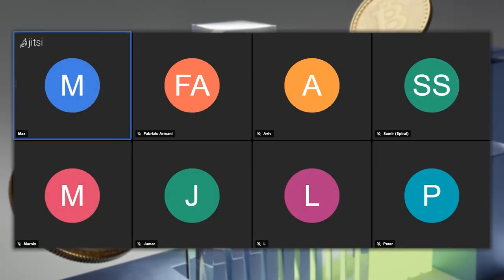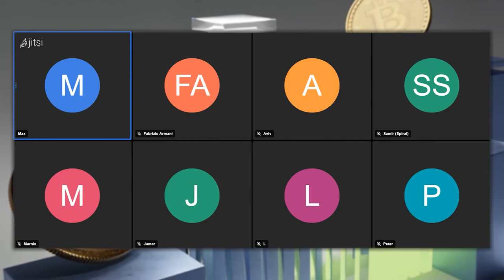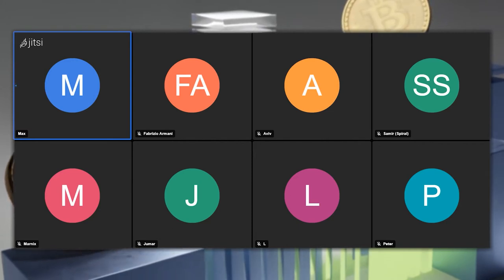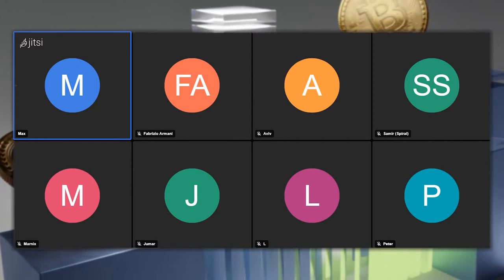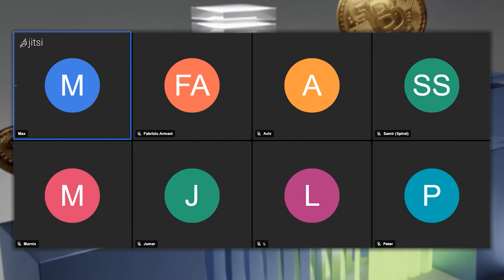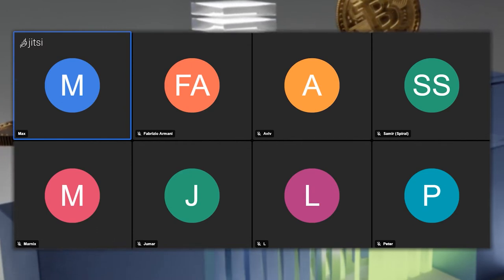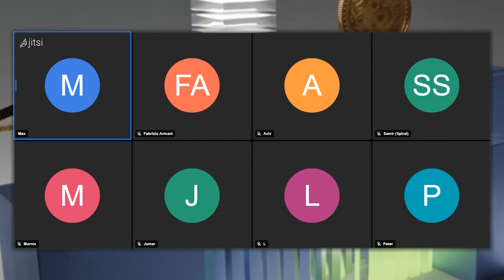Today we are speaking with Samir from Spiral, which is the title of a fancy cryptography paper on homomorphic encryption and private information retrieval. The gist of this crypto magic is that a client can request data from a server, but the server does not know which data was requested.